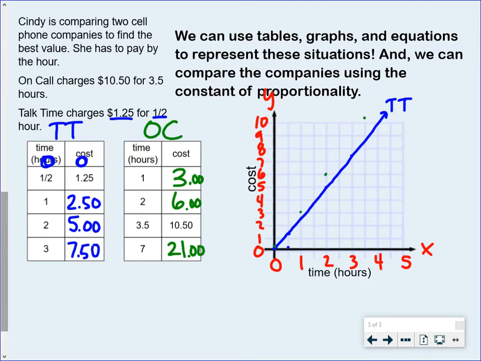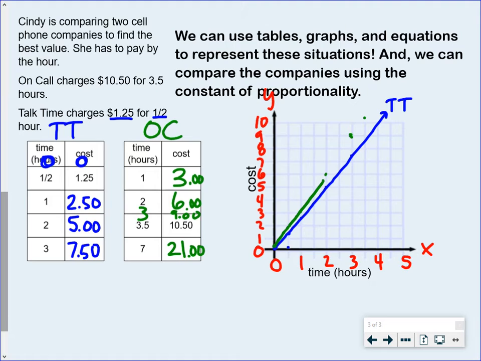Here's something else I've noticed. I could get 3 hours here. If 1 hour costs $3, 3 hours would cost $9. So I could use that to get another point on the graph just so I can more clearly see where my line's going to go. Now I will also draw a line here.